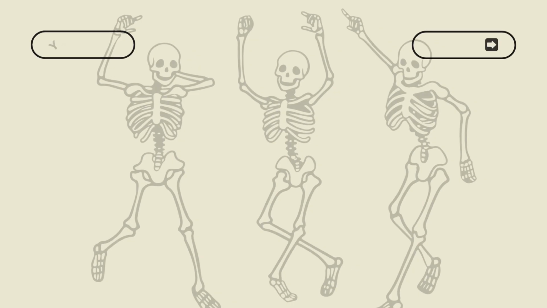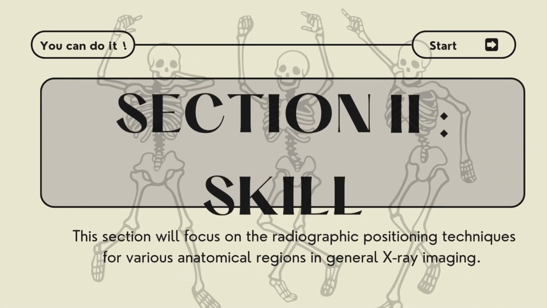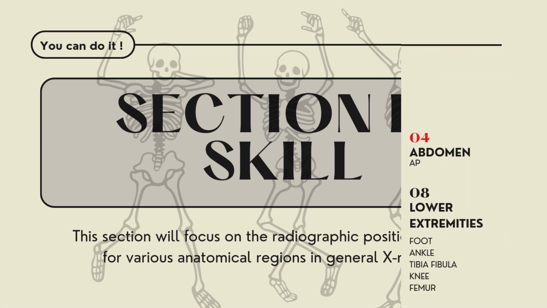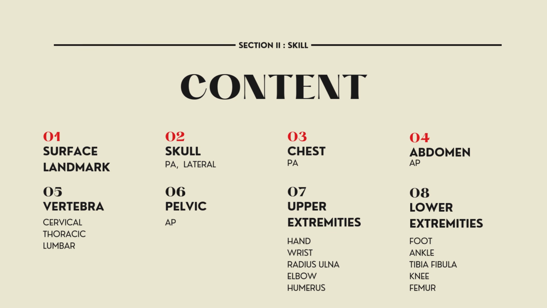Hi and welcome to the second section for this module. This section will focus on the radiographic positioning techniques for various anatomical regions in general X-ray imaging. In this video, we will cover surface landmarks, skull, chest and abdomen. Understanding this technique is crucial for accurate patient positioning and optimal imaging.